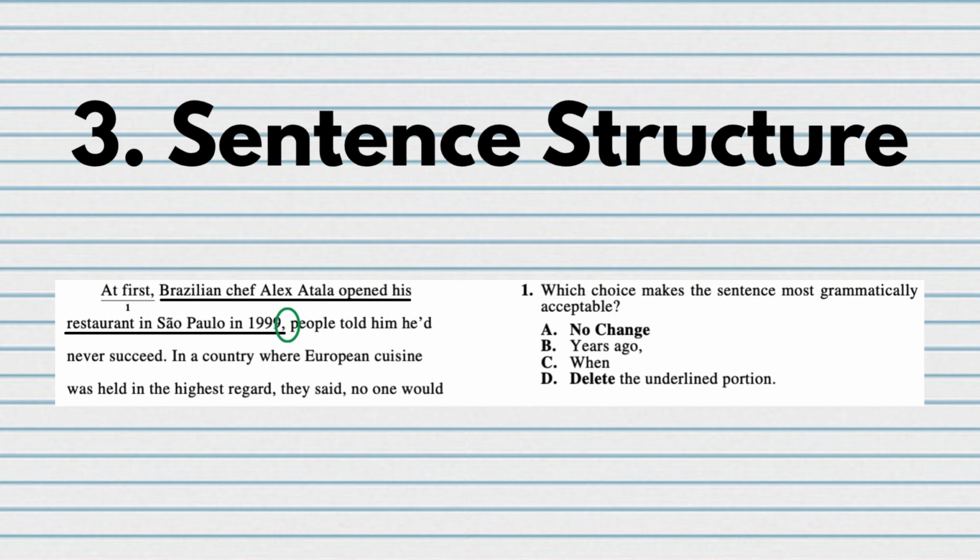3 of the option choices don't actually change the clause, just the introductory phrase. C is the correct answer, because that when merges with the clause, adding a subordinating conjunction and making it dependent, which fits into the sentence structure.